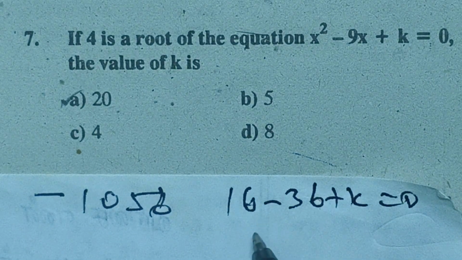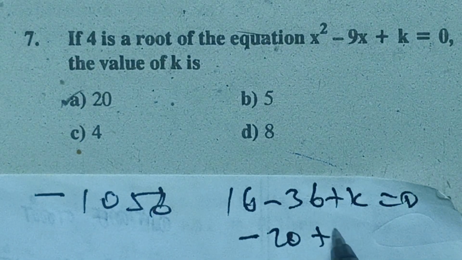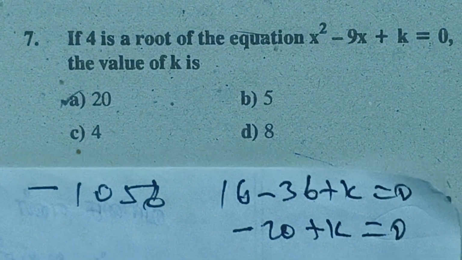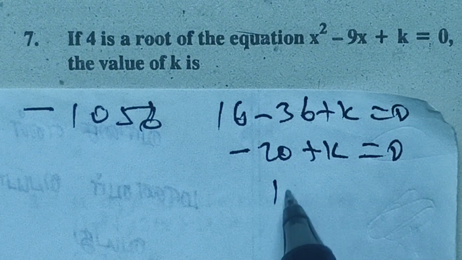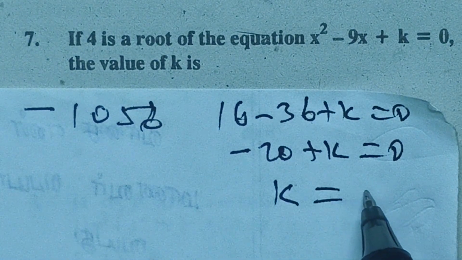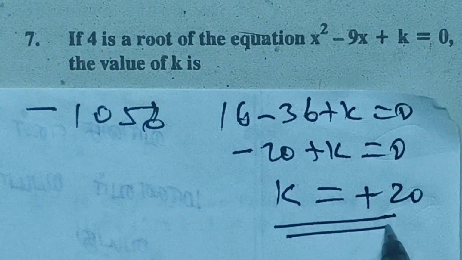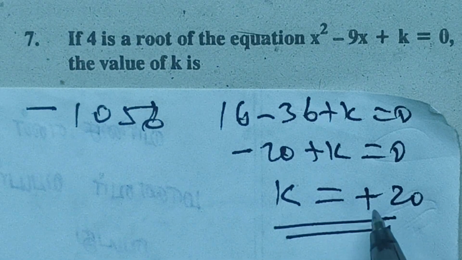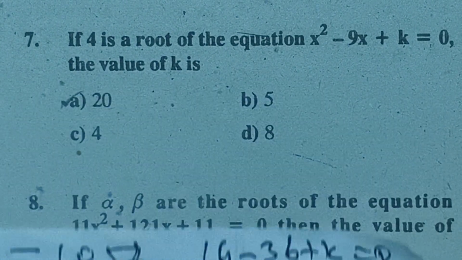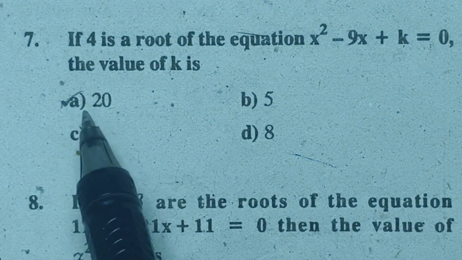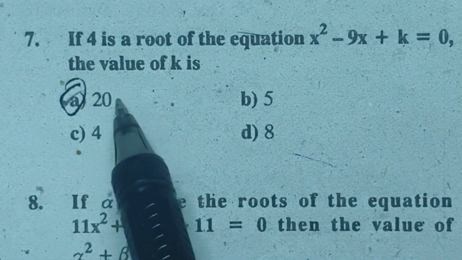16 minus 36 is minus 20, plus k is equal to 0. Therefore, k is equal to minus 20 goes to the right side, it will become plus 20. So the value of k is 20. See, option A is 20. This is the correct answer.